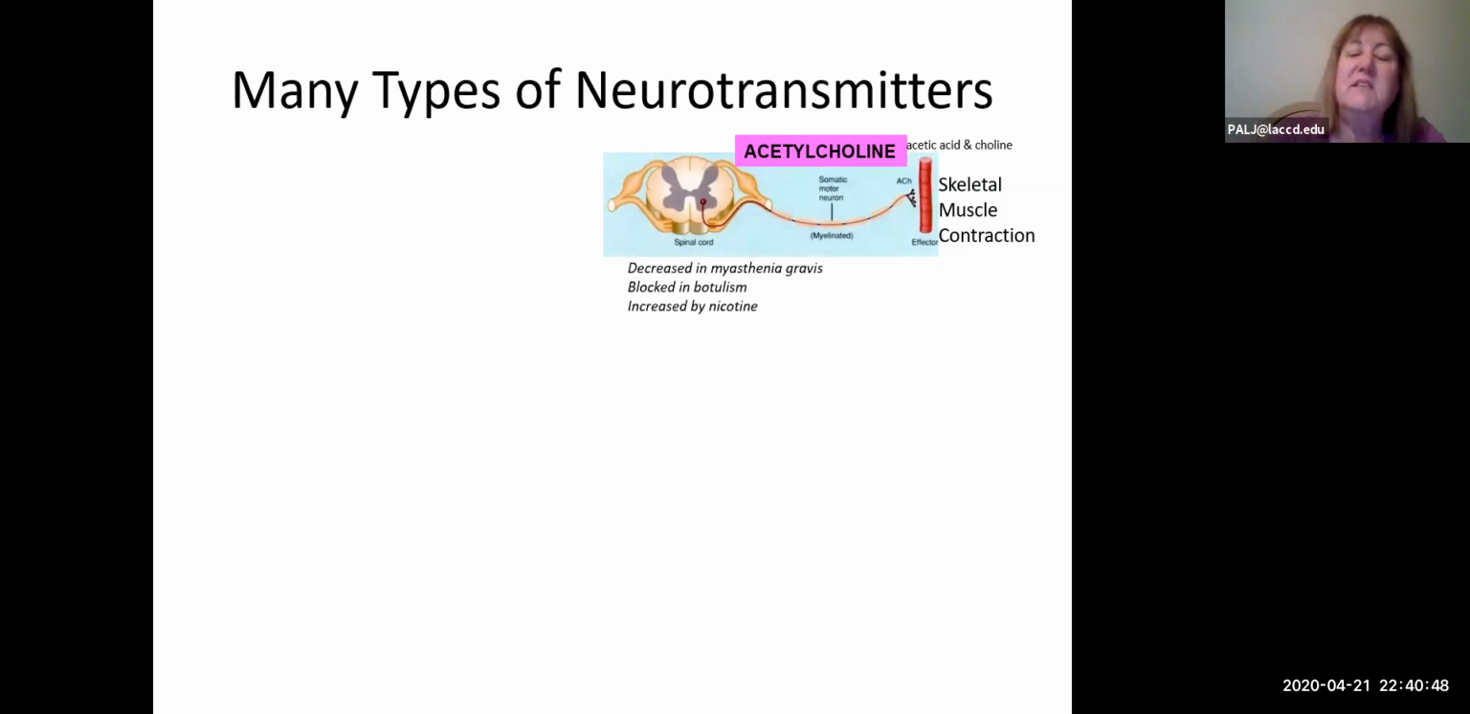So, diseases or conditions that affect acetylcholine: myasthenia, botulism, that's what Botox is doing. It's blocking the effects of acetylcholine, and nicotine smoking increases the effects of acetylcholine. Don't need to know those details for this test. This is just the heavier part of the lecture where, oh, this is much more interesting.